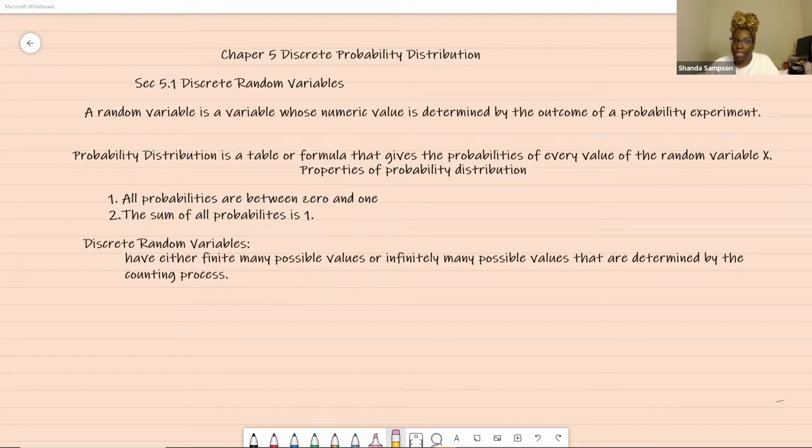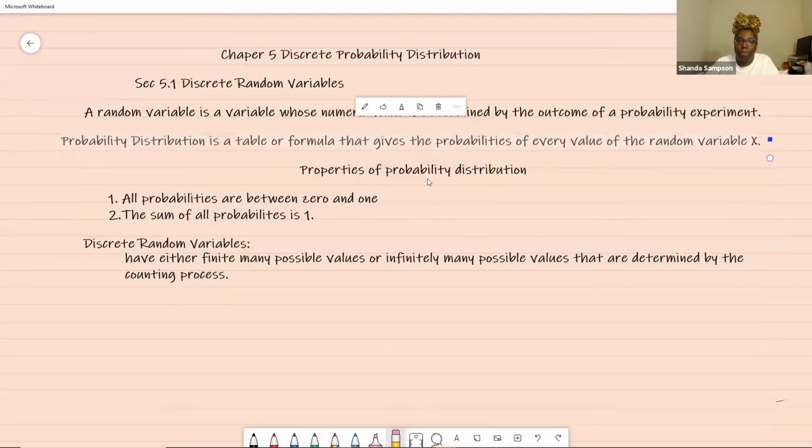So the probability distribution is a table that gives the probability of every value of the random variable x. So in your probability table, you'll be getting every value of that random variable x. So whatever the possibilities are, that's what you'll be given in that table. And usually your tables are things you're going to be winning and things you're going to be losing. So that's how your table may be set up most of the time, but we'll see.